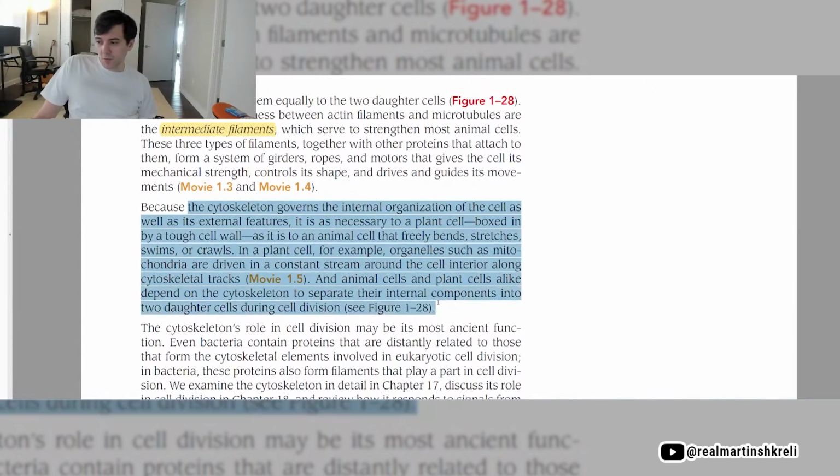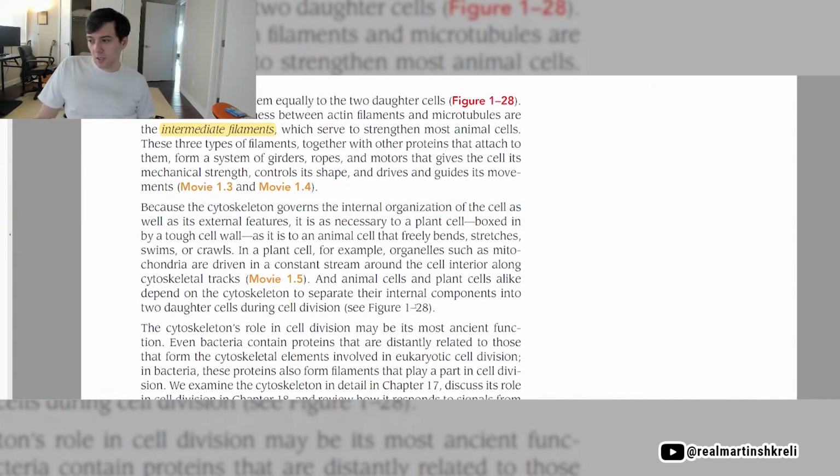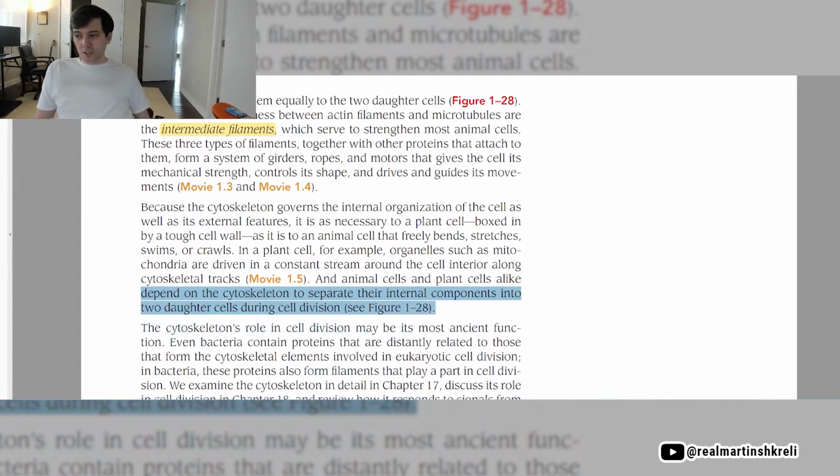Because the cytoskeleton governs the internal organization of the cell as well as its external features, it is as necessary to a plant cell, boxed in by a tough cell wall, as it is to an animal cell that freely bends, stretches, swims, or crawls. In a plant cell, organelles such as mitochondria are driven in a constant stream around the cell interior along cytoskeletal tracts, and animal and plant cells alike depend on the cytoskeleton to separate their internal components into two daughter cells during cell division.